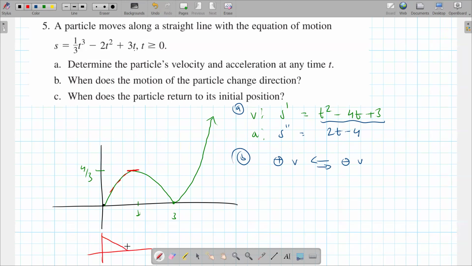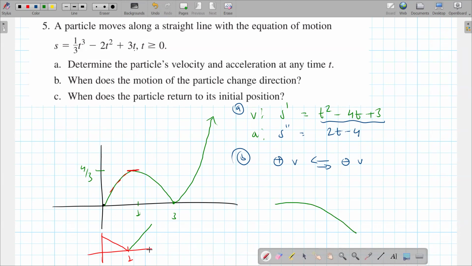So if you draw this out, it's starting off at some positive value, goes down to 0. So right there. From there, it increases until at time 3, it jumps, it teleports to 0 again, right? So right here, it changes direction, right here, and right here. That's the answer to B.